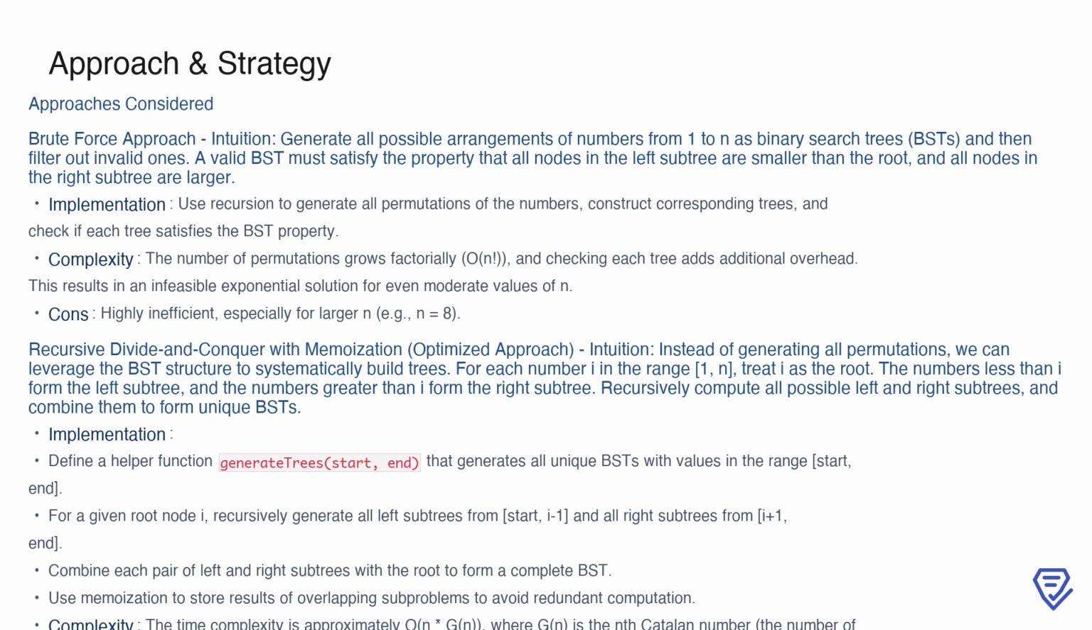Using recursion, we can generate all possible left and right subtrees, and then combine them with the root to construct unique BSTs. This approach avoids generating invalid trees entirely and is much more efficient. Memoization is used to store results of overlapping subproblems, ensuring we don't repeat work, which makes it computationally feasible even as n grows. The time complexity here is tied to the nth Catalan number, which grows exponentially, but memoization ensures we only compute each subproblem once.